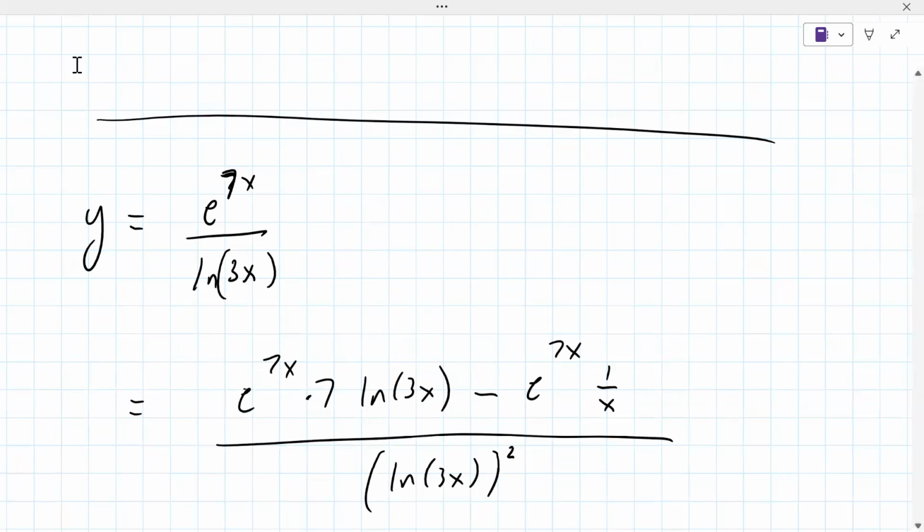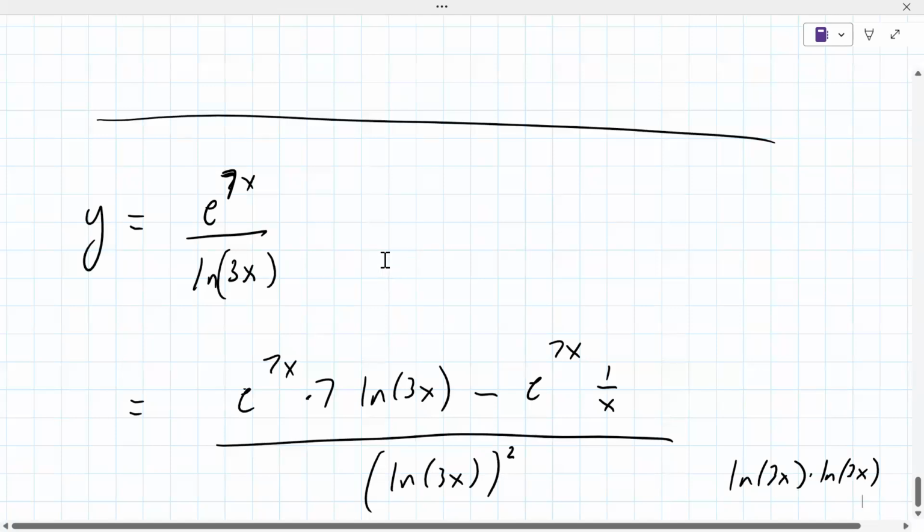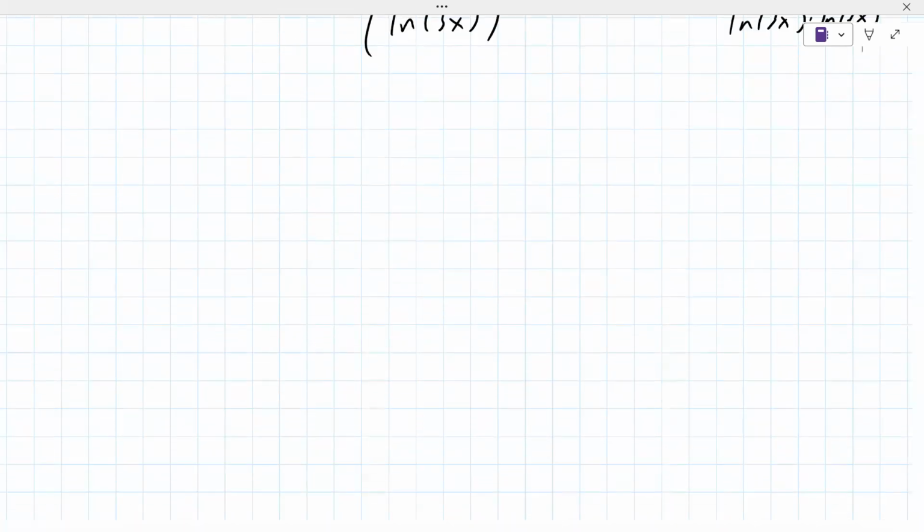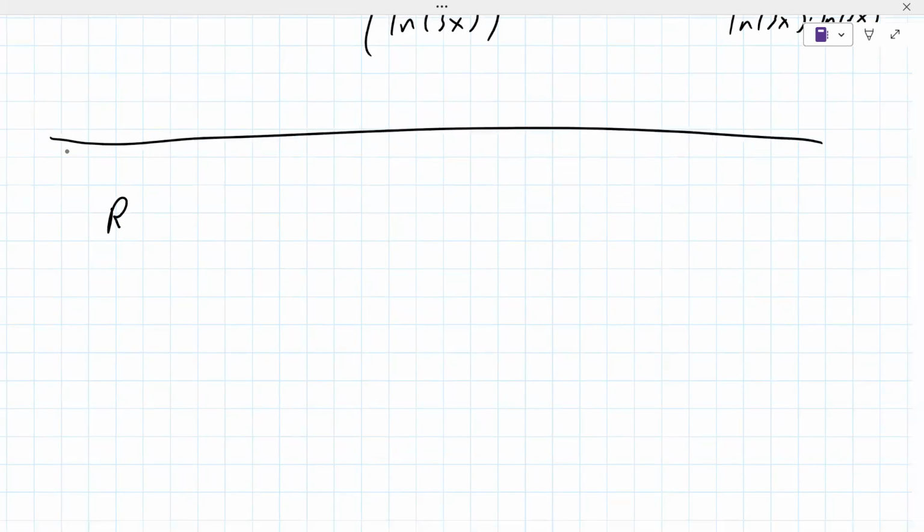So be really careful how you write the bottom squared, because you have to be careful that you don't think that the 3x is squared. It's really natural log of 3x times natural log of 3x. And just be careful. I mean, there are some simplifications, but all right, so that's really good.